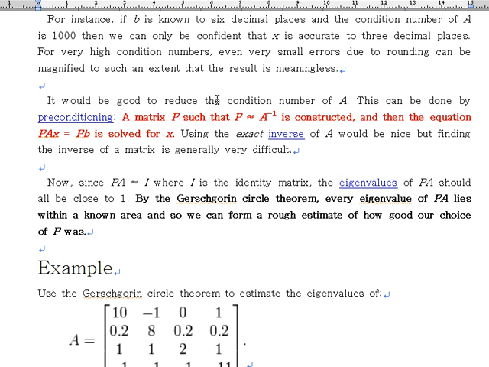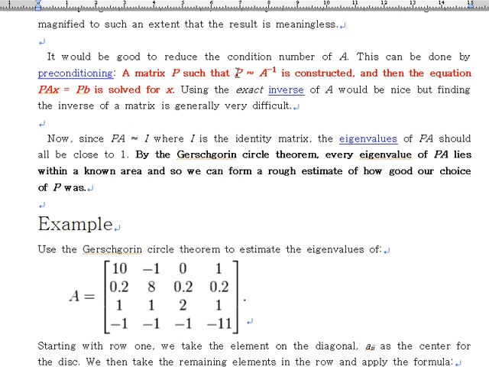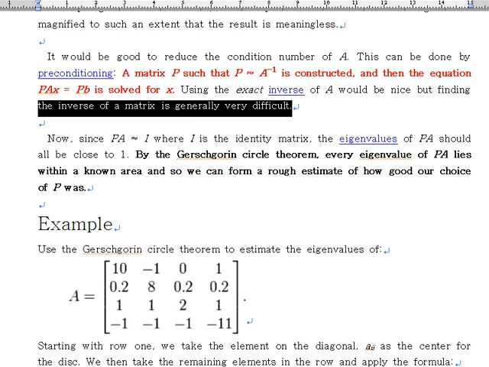It would be good to reduce the condition number of A. This can be done by preconditioning. A matrix P such that P is similar to A inverse is constructed. Then the equation PAX equals PB is solved for X. Using the exact inverse of A would be nice, but finding the inverse of a matrix is generally very difficult.